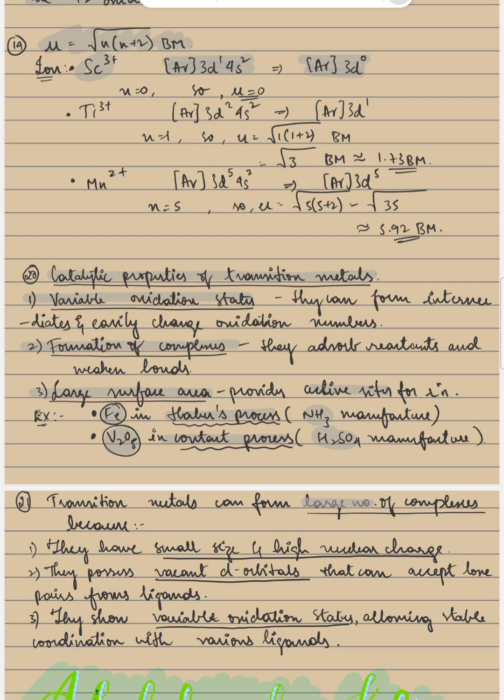Next, transition metals can form a large number of complexes because of small size, high nuclear charge, and vacant d orbitals. They show variable oxidation state.